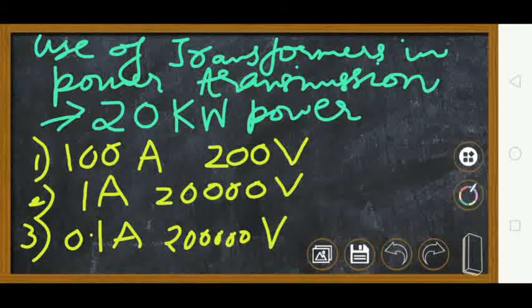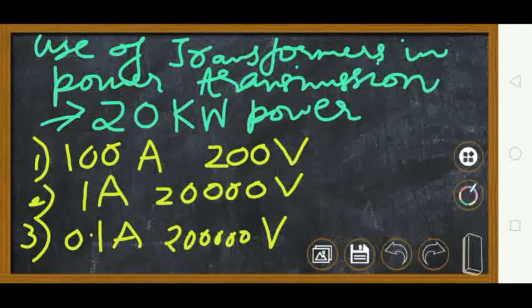See, 100 into 200, 20,000. हो गया 20 kW. Power is V into I. हमको 20 kW भेजना है. So either you send by 100A into 200 भी 20,000 होता है, 1 into 20,000 भी 20,000 होता है, 0.1 into 2 lakh भी 20,000 होता है. So these are the three ways you can send 20 kW. और भी बहुत सारे ways होंगे. Product will be 20,000. I'm just taking these three to explain you. Now tell me which will be better.